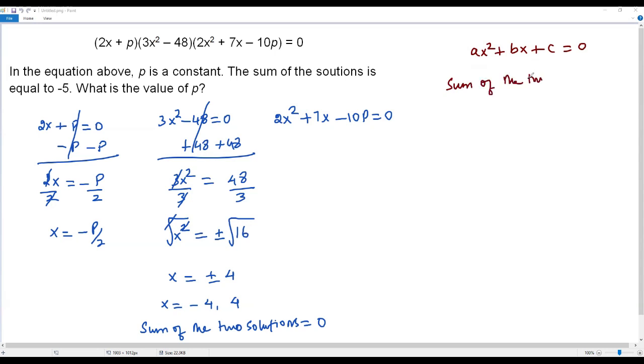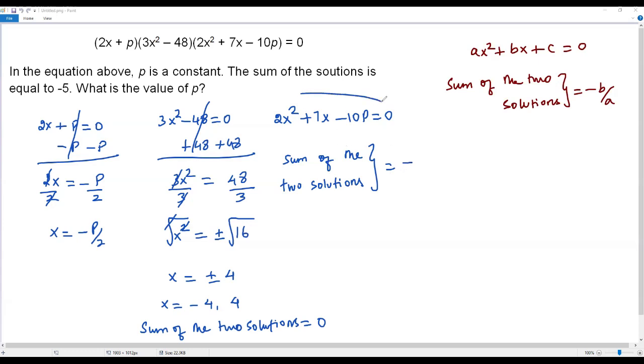So the sum of the 2 solutions is equal to, the formula is negative b over a. Now let's find the sum of the 2 solutions of this quadratic equation. Let me write it over here. Sum of the 2 solutions equals negative b over a. So what's the value of b in this quadratic equation? b is nothing but the coefficient of x. So here the coefficient of x is 7. So negative 7 over, a is the coefficient of x square. Here the coefficient of x square is 2. So the sum of the 2 solutions of this quadratic equation is negative 7 over 2.